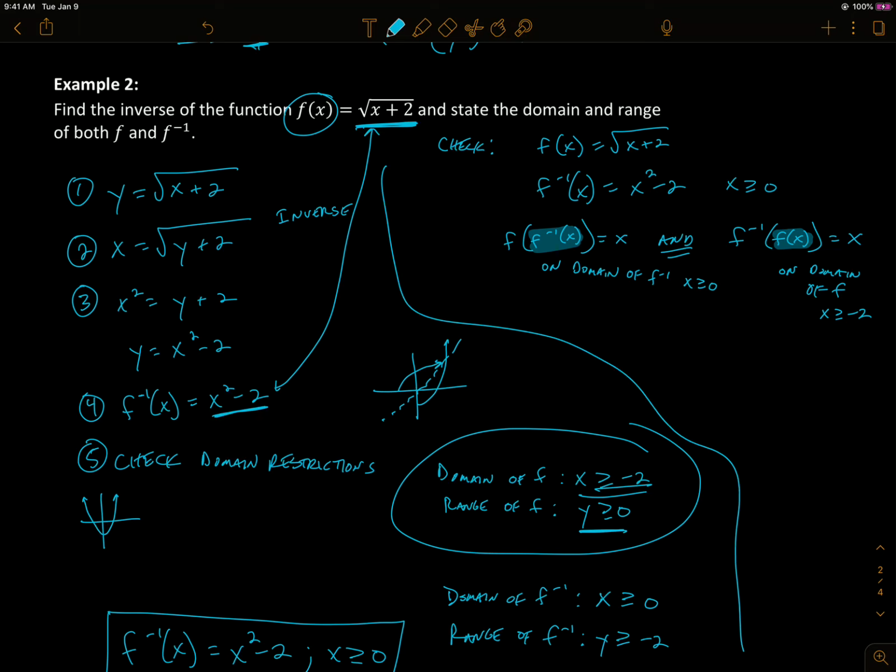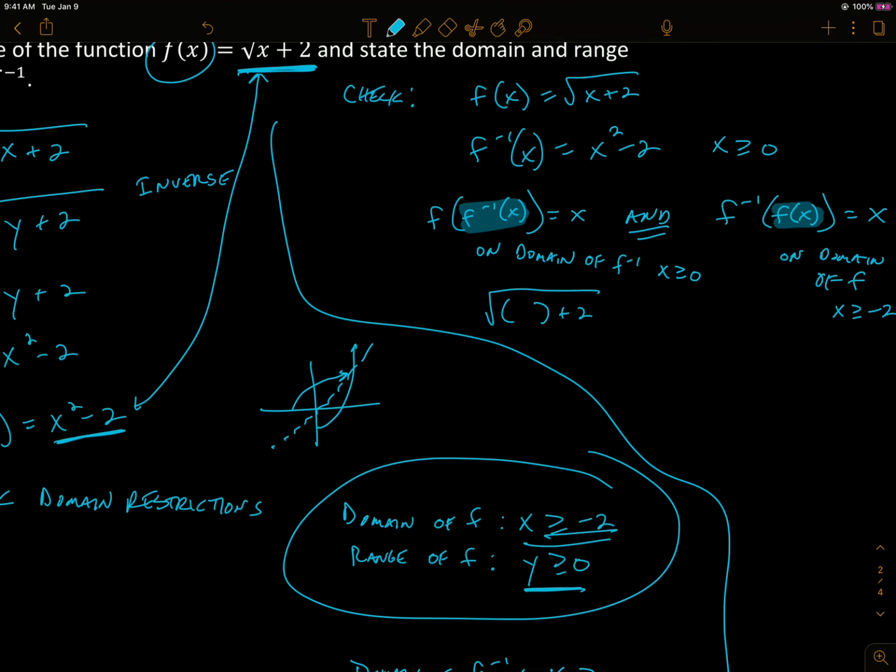As I do these checks, I'm going to do f of f inverse first. So I start with the outer function f, which is the square root of x plus 2. And I take out the x, and in its place, inside of it, I punch in whatever f inverse was, which was x squared minus 2. So then when I simplify, the minus 2 plus 2 cancel, I get the square root of x squared.